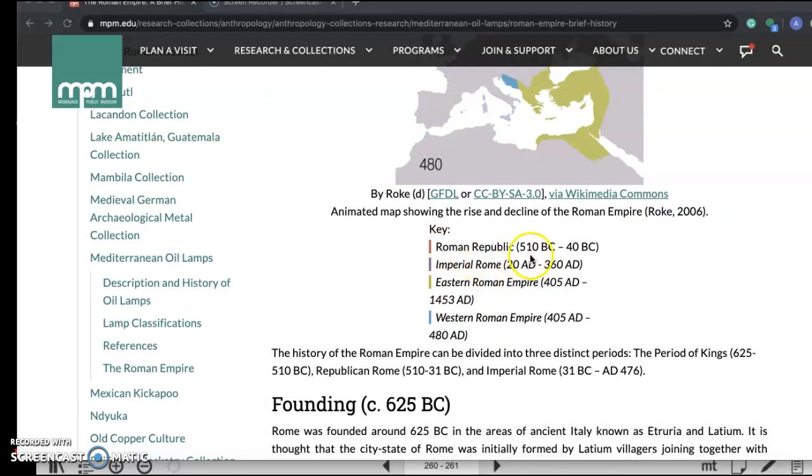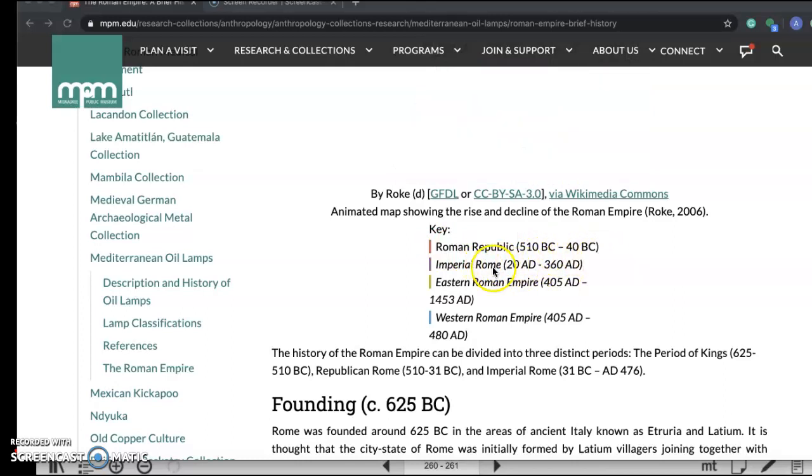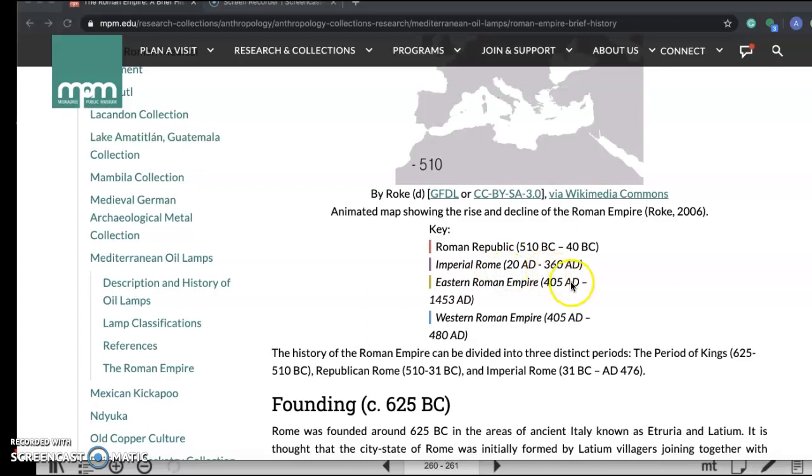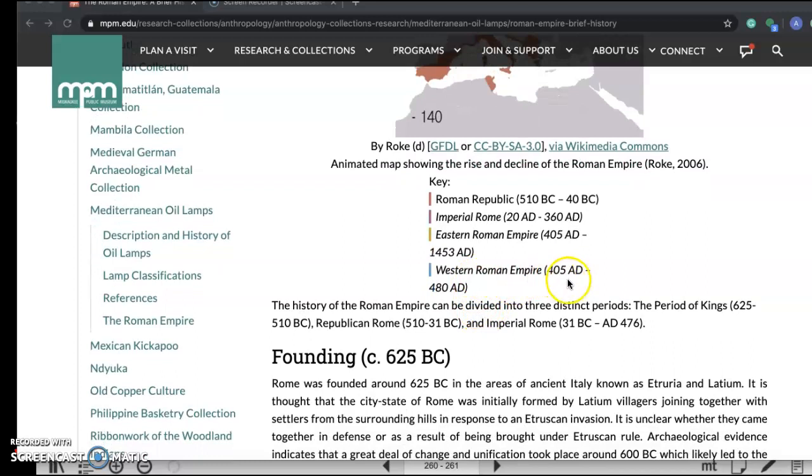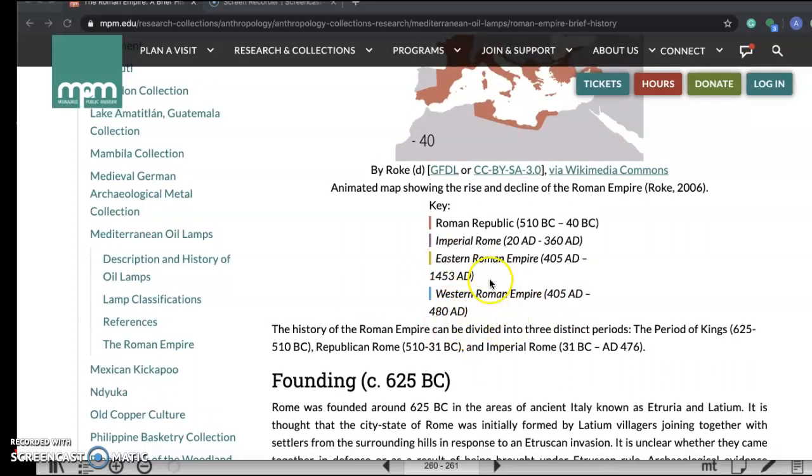The Roman Republic, 510 BC to 40 BC. Imperial Rome, 20 AD to 360 AD. Eastern Roman Empire, 405 AD to 1453 AD. Western Roman Empire, 405 AD to 480 AD. Well, this is probably the fall. This is without a doubt the fall.